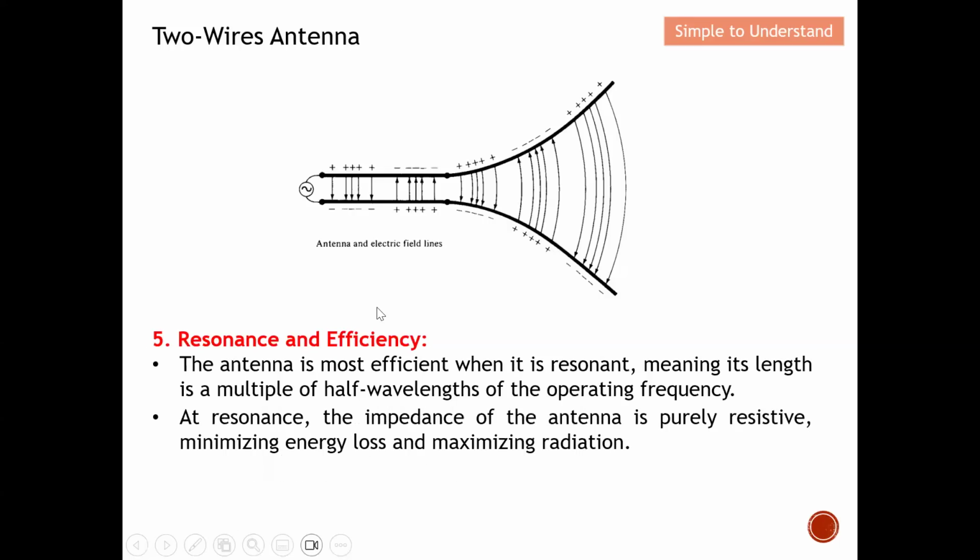On resonance and efficiency, the antenna is most efficient when it is resonant, which means the length is a multiple of half a wavelength of the operating frequency. At resonance, the impedance of the antenna is purely resistive, so the imaginary part can be ignored. Therefore, you minimize energy loss and maximize radiation. Again, I have discussed the equivalent diagram of the antenna earlier. This makes the antenna efficient once it is resonant.